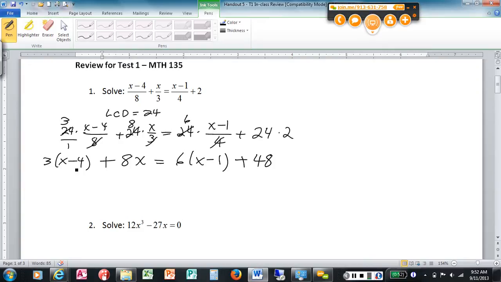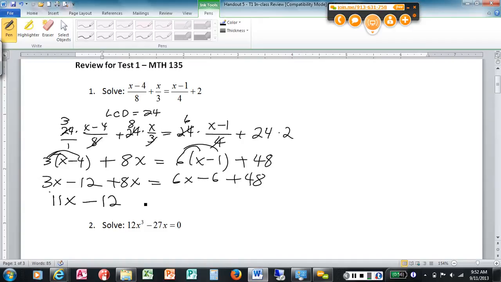All right, and so then it's just a regular linear equation. Distribute the 3 there, so we have 3x minus 12 plus 8x equals, and then distribute the 6x minus 6 plus 48. And what do we got? 11x on the left side, and on the right, I can combine the constants, so that'd be 42 plus 6x.